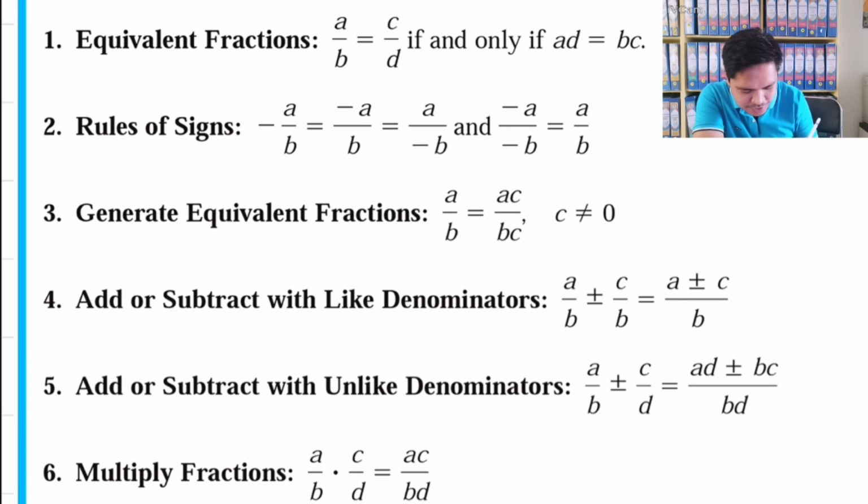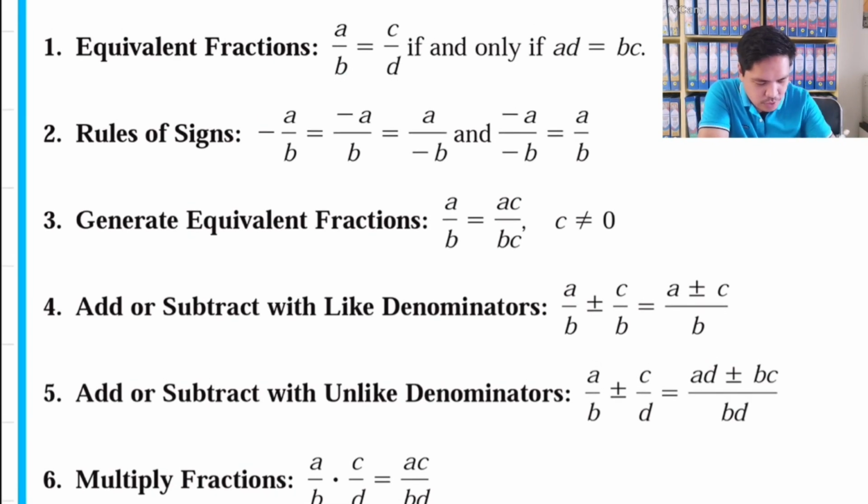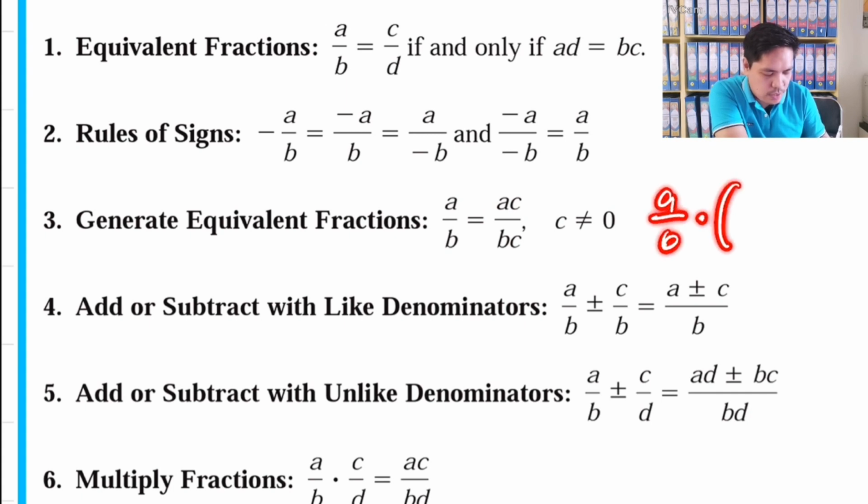Okay, let's take a look at number 3, generate equivalent fractions. Inulit ko kasi natakpan. So, it says that A over B is equal to AC over BC, where C is not equal to 0. So, ano ibig sabihin nito? We could generate an equivalent fraction if we multiply A over B by C over C. Di ba? And essentially, we are just multiplying by 1. C over C is just 1.